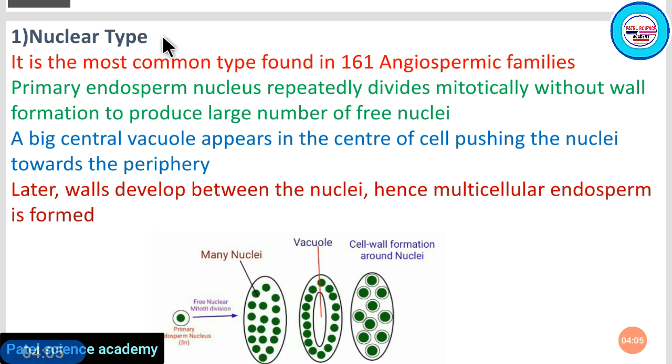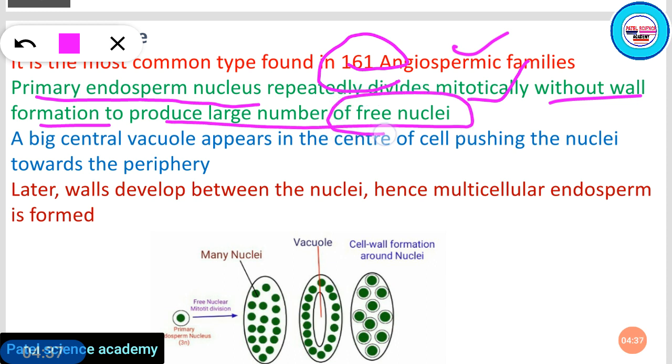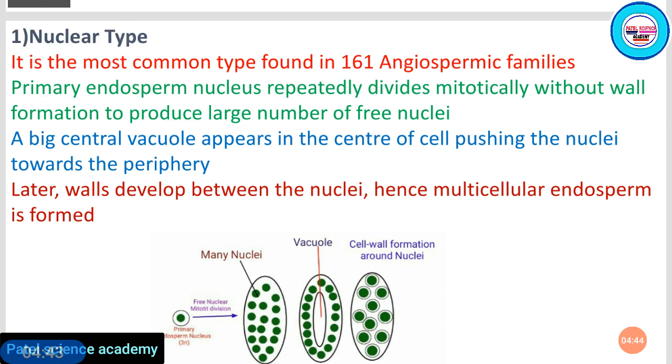This is actually the most common type of endosperm. It is found in about 161 angiospermic plant families, and the primary endosperm nucleus repeatedly divides mitotically, but there is no wall formation at the beginning. This is the speciality of this endosperm. The primary endosperm nucleus divides without wall formation at the beginning, and it produces a large number of free nuclei. Because a large number of free nuclei are produced without cell wall, this endosperm is given the name nuclear type.